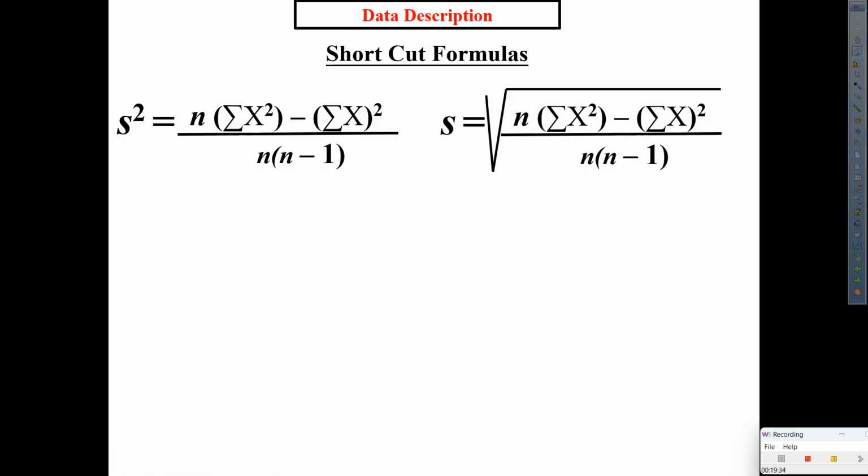Shortcut formulas. So for the sample variance, we've got that formula, which is n times the sum of x squared minus the sum of x, taken to the second power, over n times n minus 1. And of course, standard deviation is all that, taking it to the square root. Okay? All right?